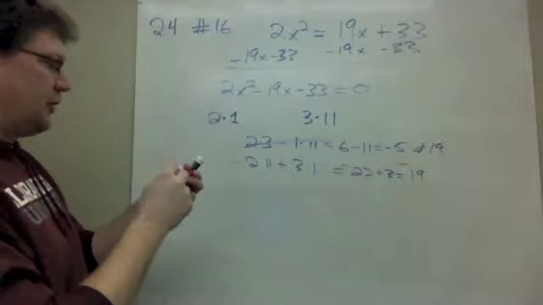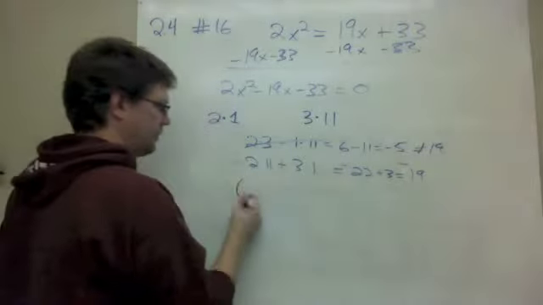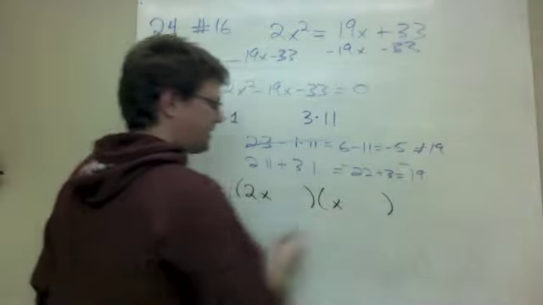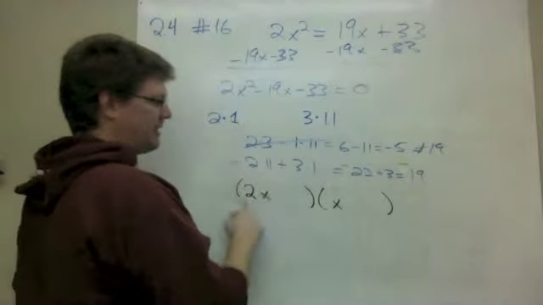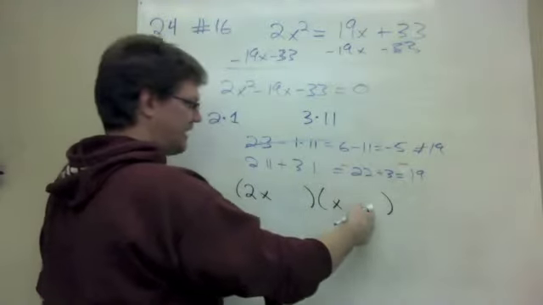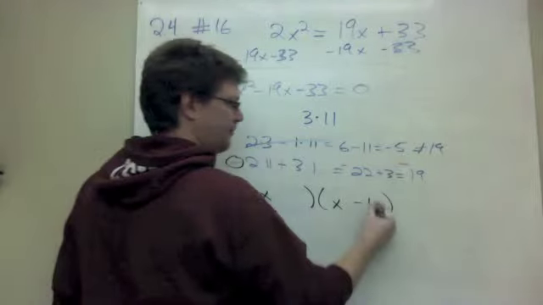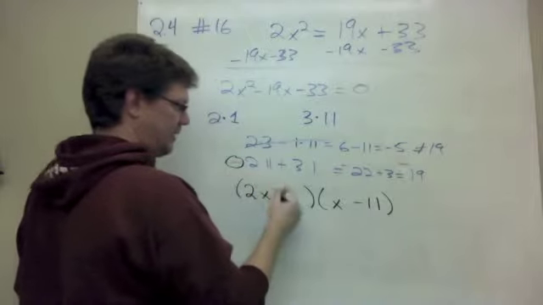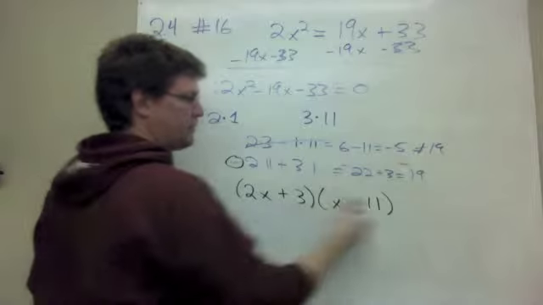Okay? So the factors, we're going to get a 2x and an x, a 2 and a 1. 2 times 11 means the 11 is on the opposite side. The 11 also is the negative. So x minus 11 there, and a plus 3 here, because that'll give us our 3 times a 1.